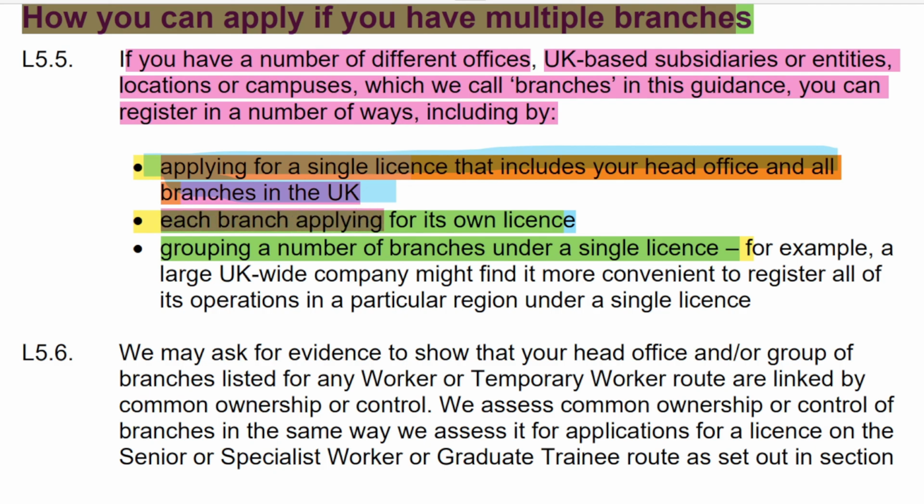Or each branch applying for its own license. Or grouping a number of branches under a single license. For example, a large UK-wide company might find it more convenient to register all of its operations in a particular region under a single license.